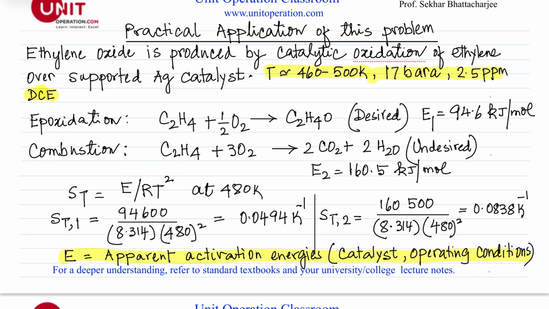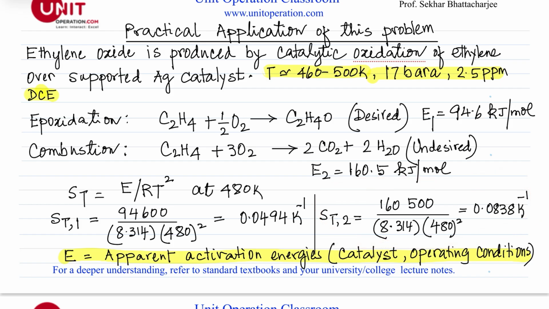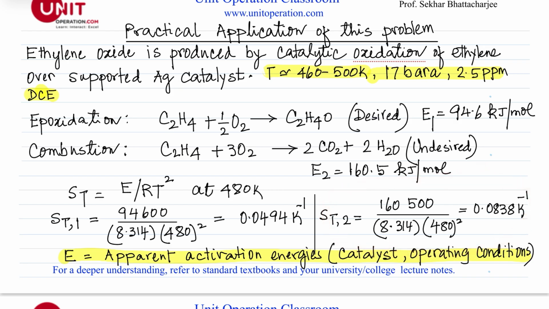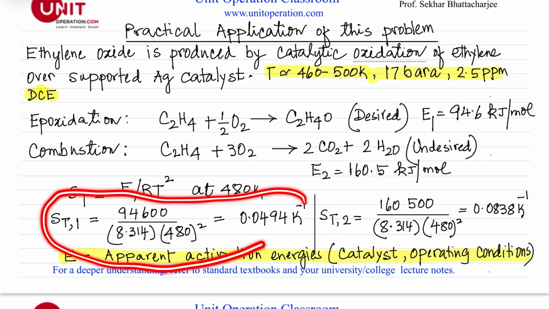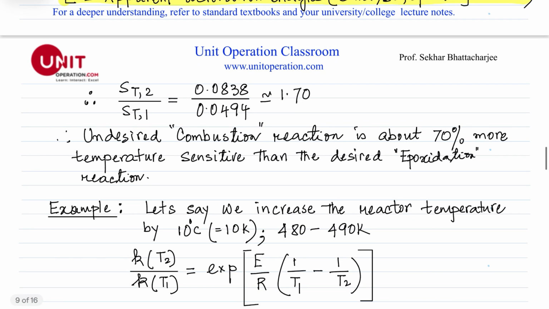As you can see, the temperature sensitivity of reaction 1, which is the desired reaction, is much lower than the temperature sensitivity of reaction 2. So for a unit degree Celsius rise in temperature, the rate of reaction 2 changes much faster than the rate of reaction 1, the desired reaction. The temperature sensitivity of 2, the undesired one, is higher than the desired one by a factor of 1.70, almost 70% higher. So you have to be very careful in designing the temperature control of the reactor.